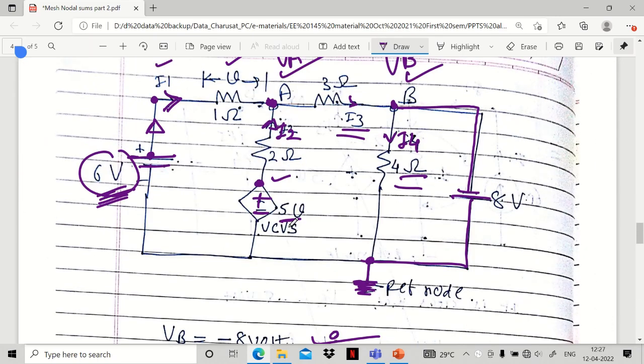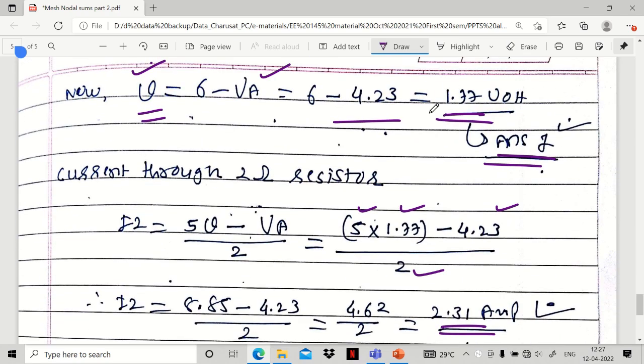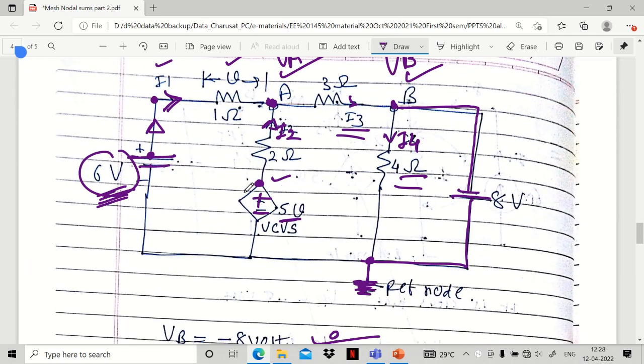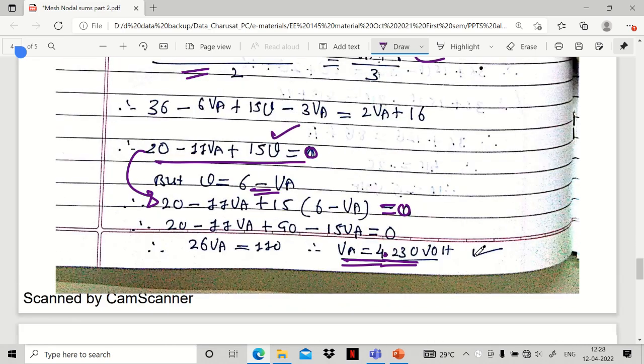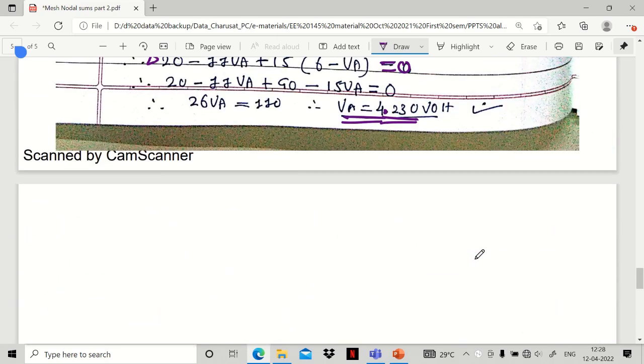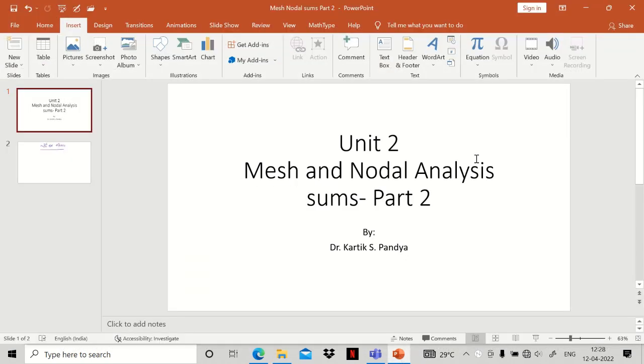And yes, you can also find the magnitude of the voltage controlled voltage source. It is phi into small v, so phi into 1.77 will give you the magnitude of the voltage controlled voltage source, which is shown by the rhombus. So this is all about part 2, which was dedicated to the sums of nodal analysis.